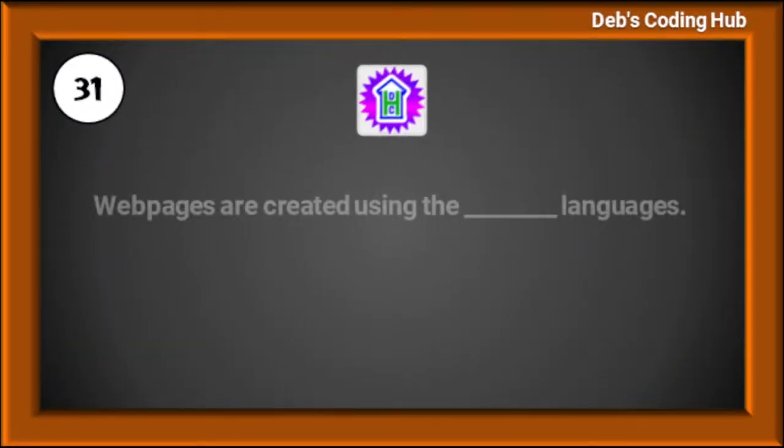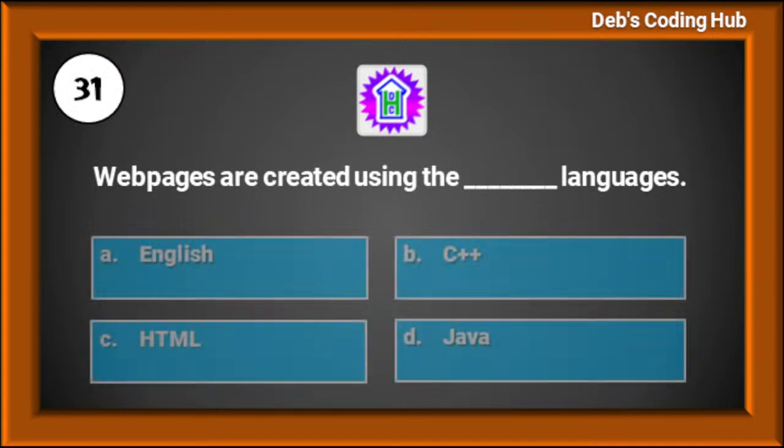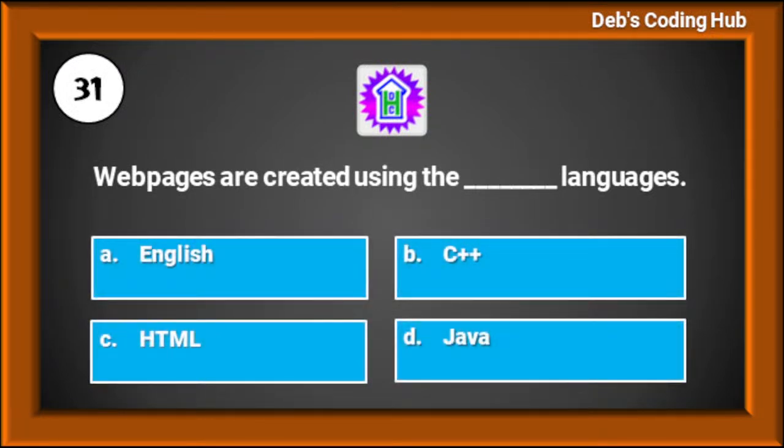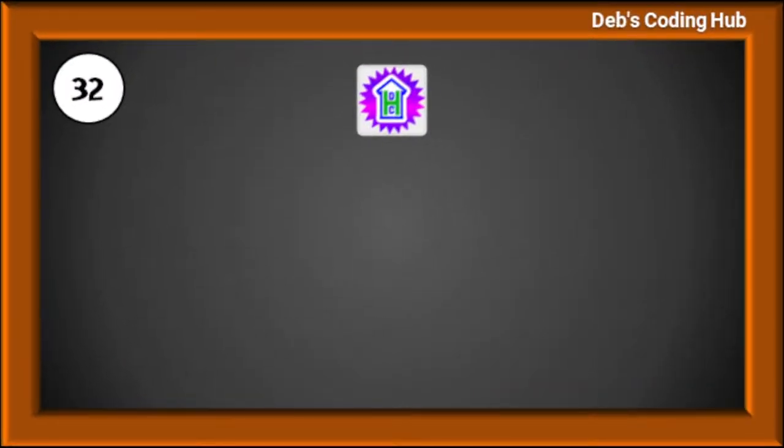Question number 31. Web pages are created using the dash language. It is the simplest question I have given till now. It is HTML. You all know HTML stands for hypertext markup language. Okay. So question number 32.